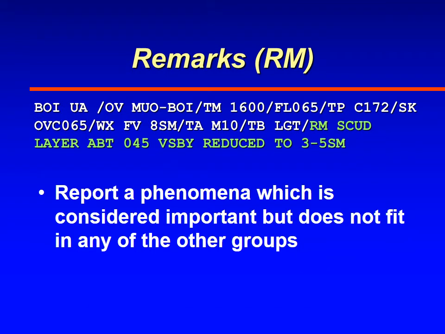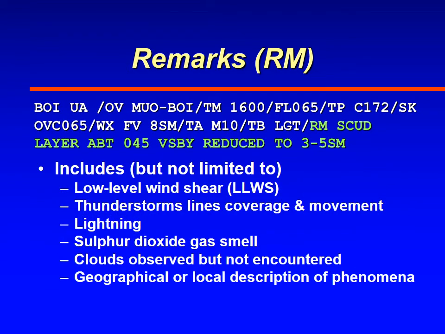The remarks indicate anything that doesn't really fit into any of the categories that we talked about already. So you can just about put anything in here. Specifically though, the FAA would like to know where there's wind shear or thunderstorms or lightning, sulfur dioxide gas, and that's a result of volcanic ash. So if you smell rotten eggs, then you're flying in a volcanic ash plume, and that's important to know. Also, if you see clouds on the horizon, you can report those or any other things.